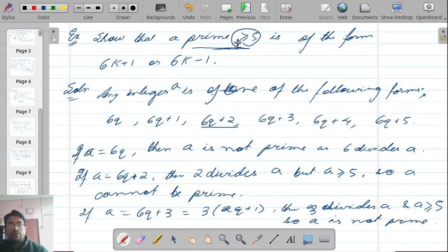So a prime greater than or equal to 5 can be written in this form. 2 cannot be written in this form. If I write 2 as 6k plus 1, then 6k would equal 1, so k is 1 by 6, but k is an integer, it cannot be 1 by 6. So except 2 and 3, the other primes can be written in the form 6k plus 1 or 6k minus 1.